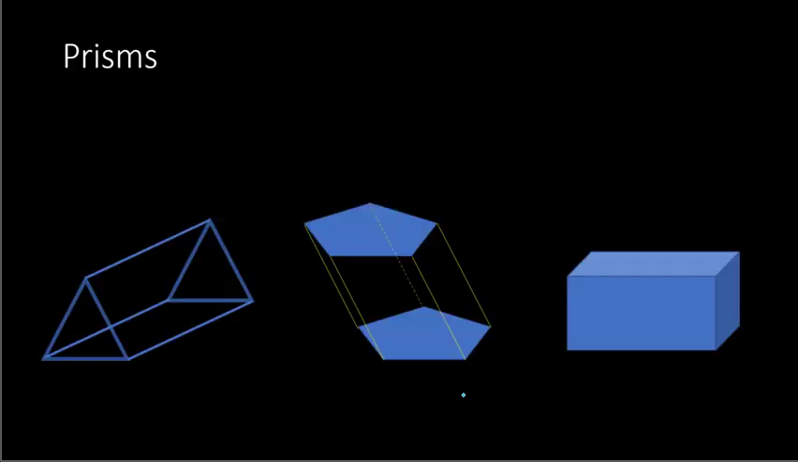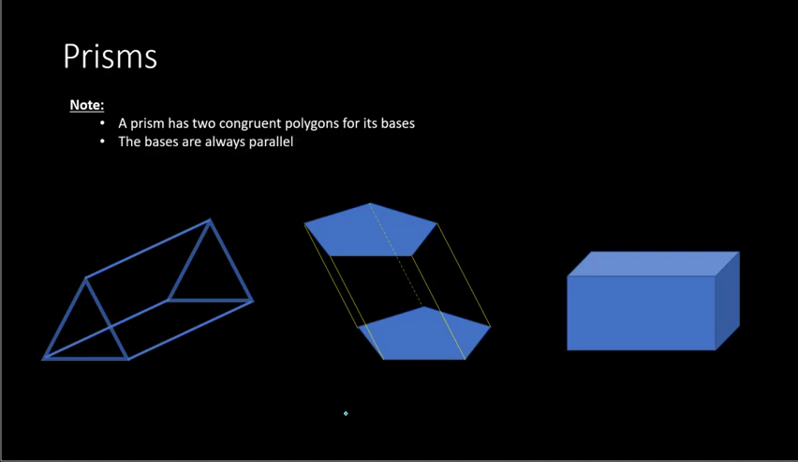So to begin, let's work on different types of prisms. Our basic definition of a prism is a three-dimensional shape that has two congruent polygons for its bases. So we have bases that are congruent, and the bases will also be parallel. Then the other faces are going to be parallelograms.